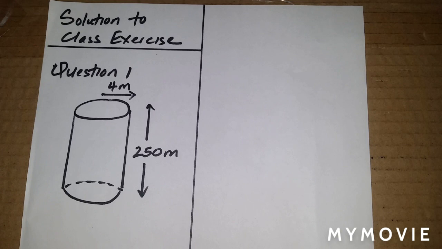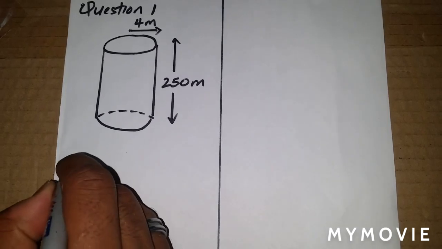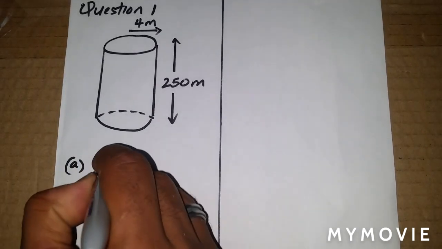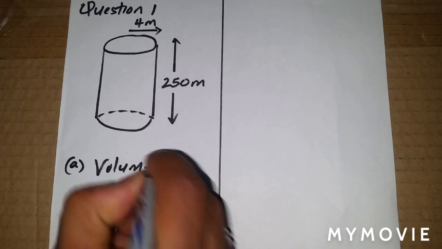So for question 1, we're told of a cylinder of length. Now, length is the same thing as height. So if you had turned the cylinder the other way and indicated length, no problem. And the radius here is 4 meters. The length is 250 meters and the radius is 4. In the first part, we are asked to determine the volume of the cylinder.